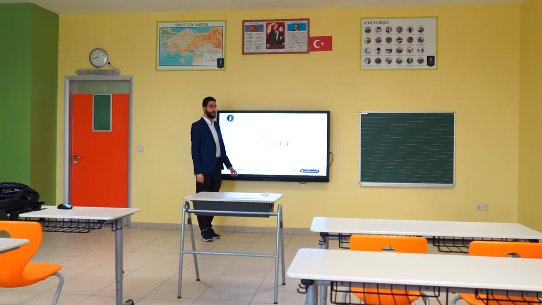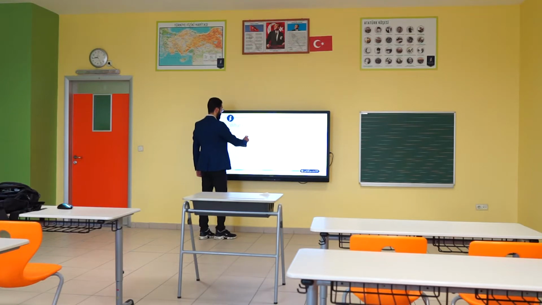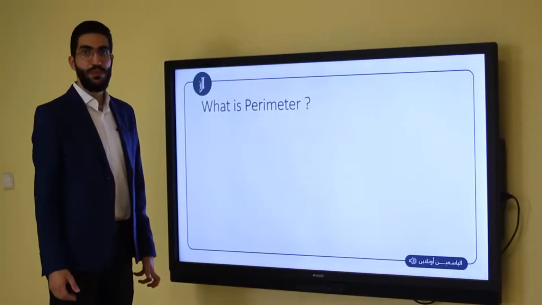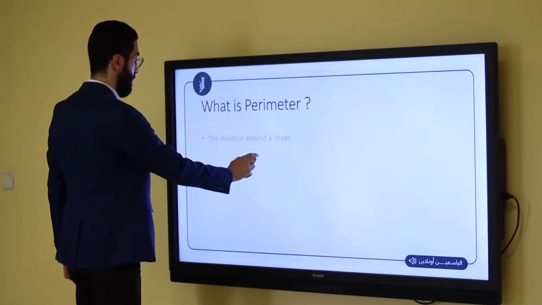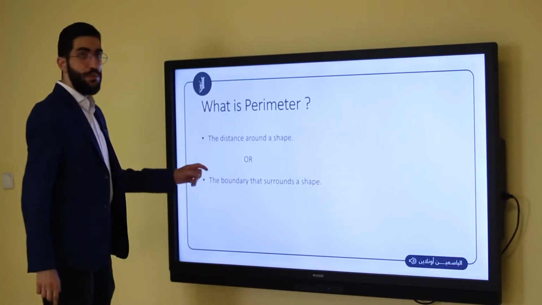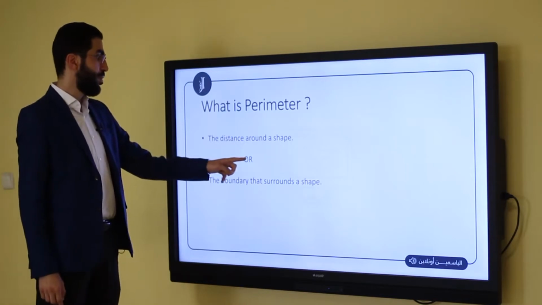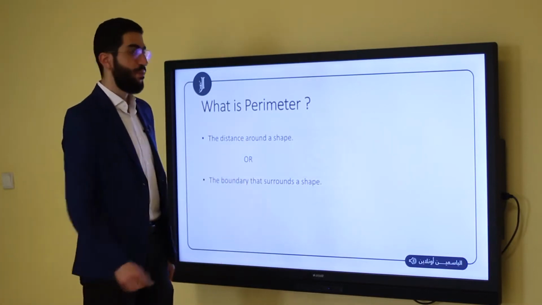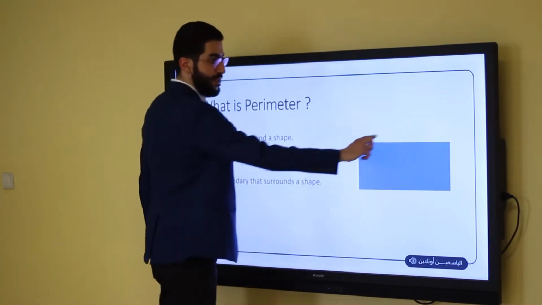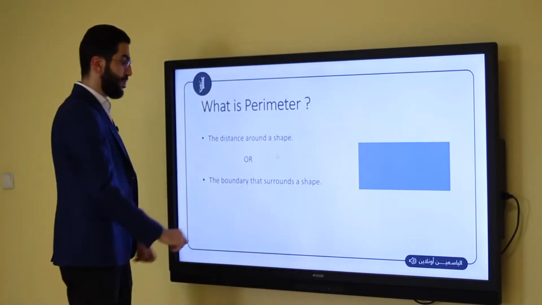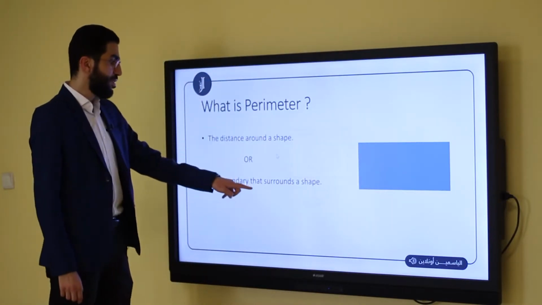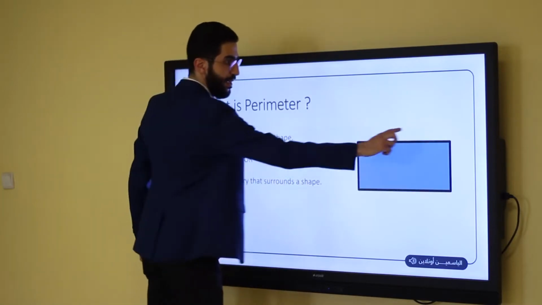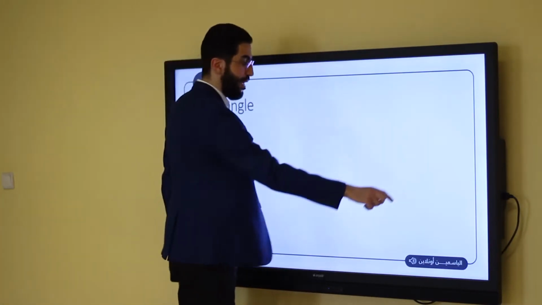So in today's class we will have a small revision for grade 6, which is about finding the perimeter. First we need to understand what the perimeter is. Perimeter is the distance around the shape, or in other words the boundary that surrounds a shape. For example, if you see here we have a rectangle. The perimeter is the boundary that surrounds that shape, so it's this one, the boundary that we have here in black.